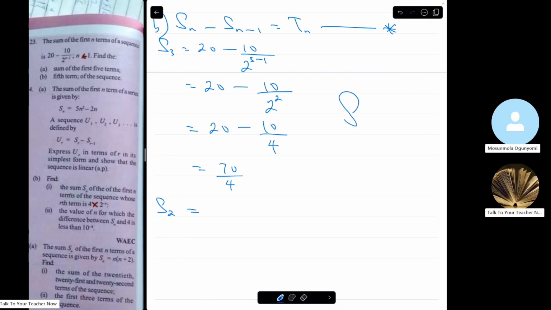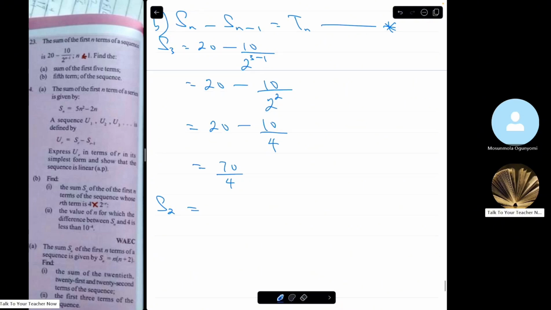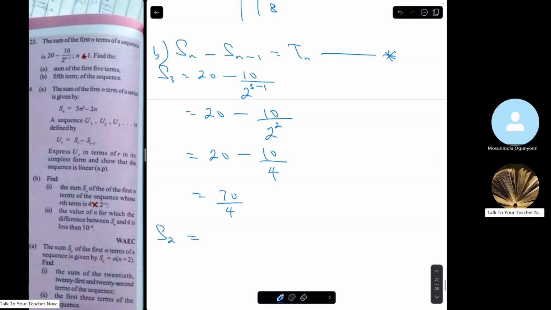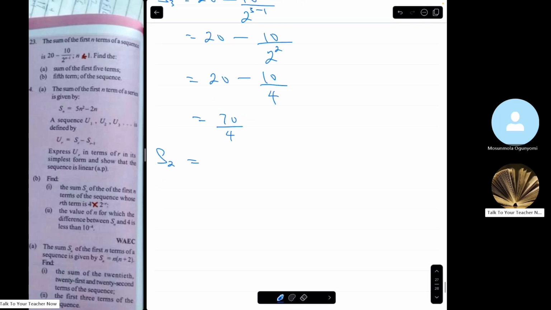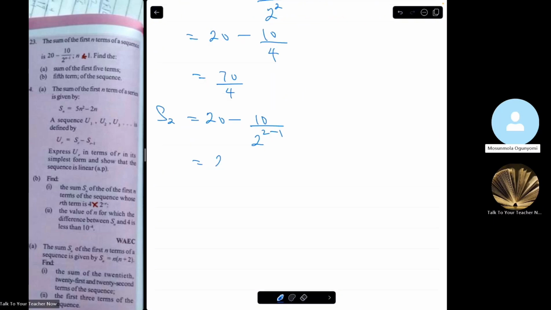So you will not find the sum of too many terms. Don't go to S5 or S10. Just use the first 3 and first 2. S2 will be the sum of the first two terms, and that will be 20 minus 10 over 2 raised to the power 2 minus 1. Do you understand?